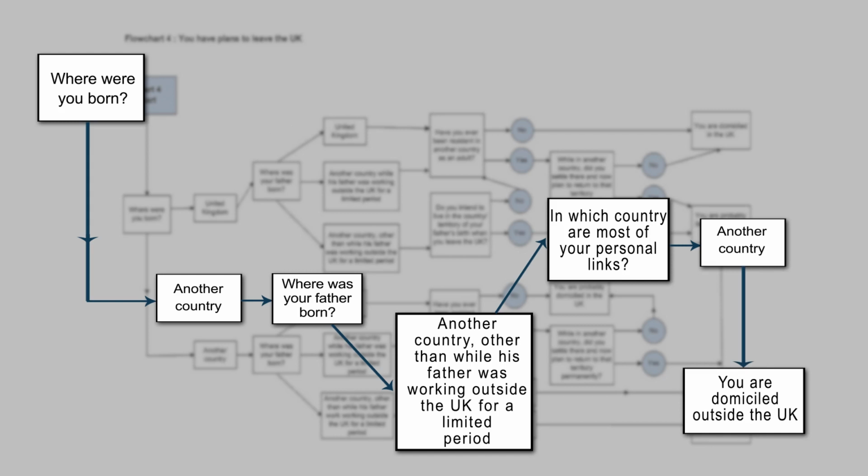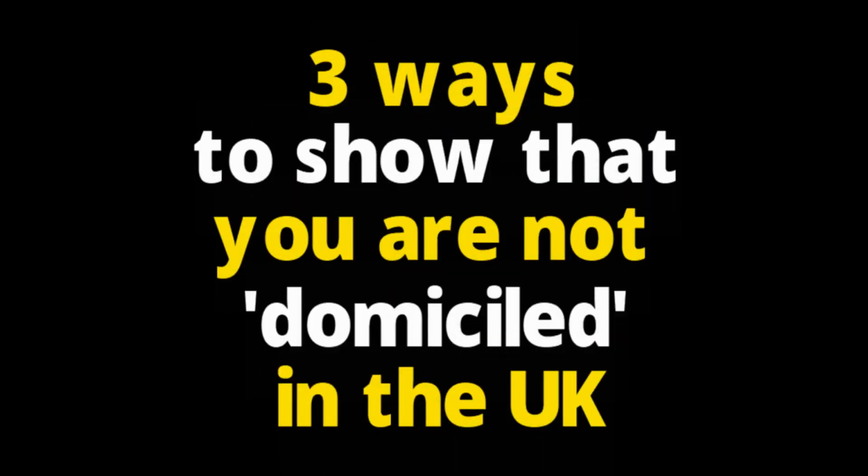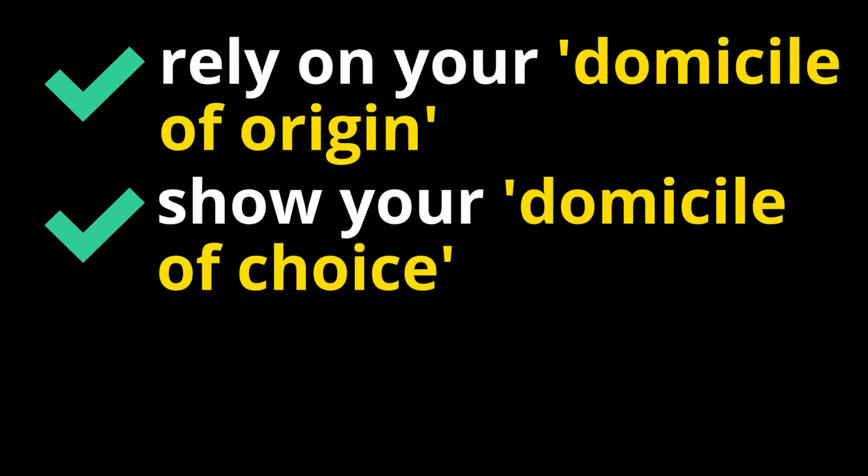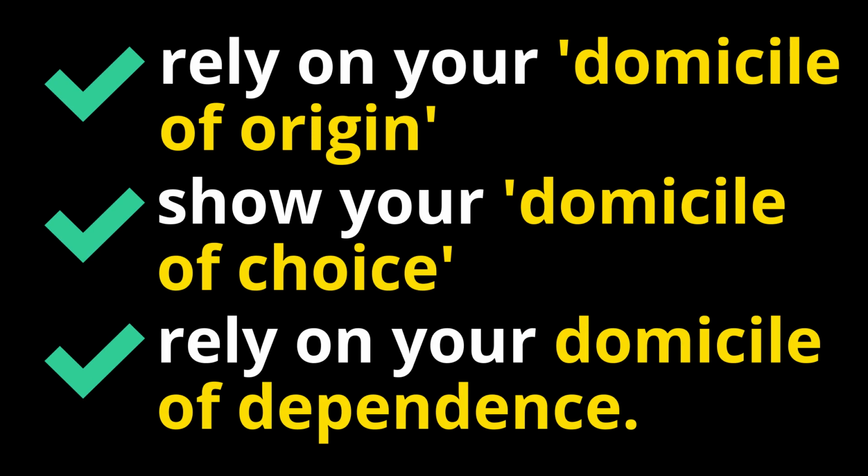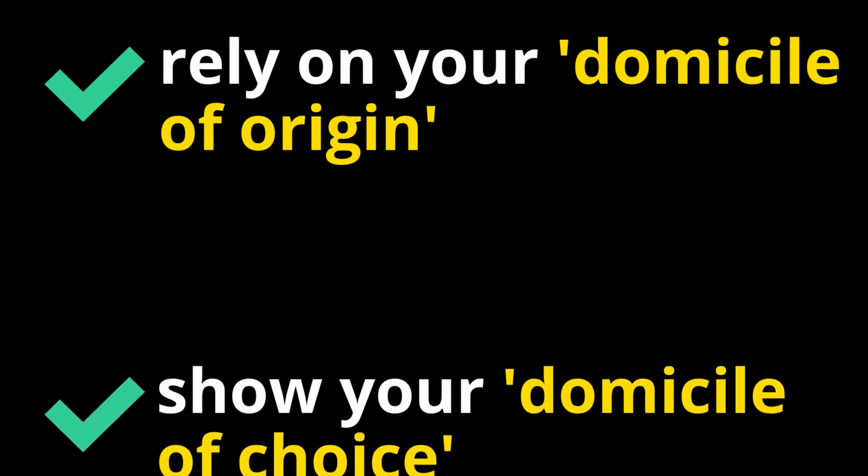So you can see from this that it's relatively easy to show that your domicile is abroad. And that can be the case even if you've been in the UK for a considerable period of time. So there are 3 ways to show that you're not domiciled in the UK in broad terms, but each of them contain potential traps for someone who's looking to get permanent residence or citizenship in the UK. Firstly, you can rely on your domicile of origin, then your domicile of choice or your domicile of dependence. Now, the one that's most relevant to us here is domicile of origin.